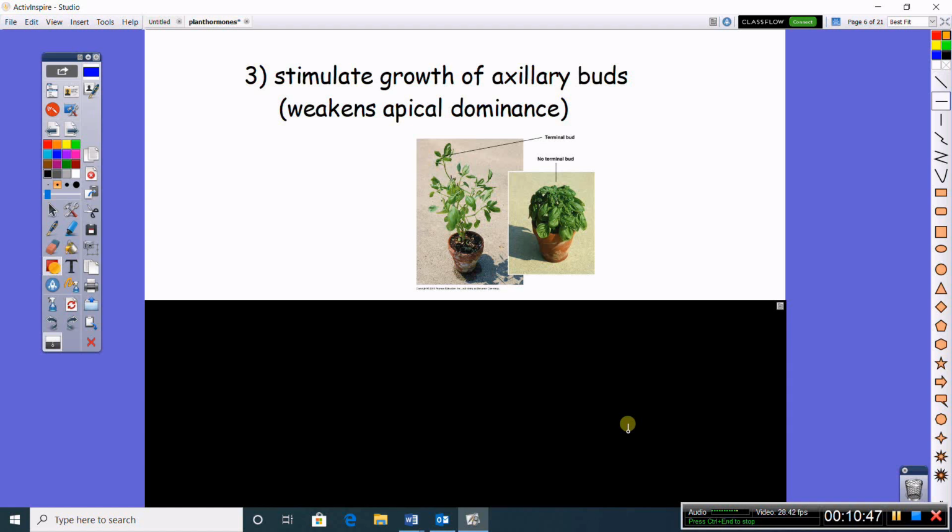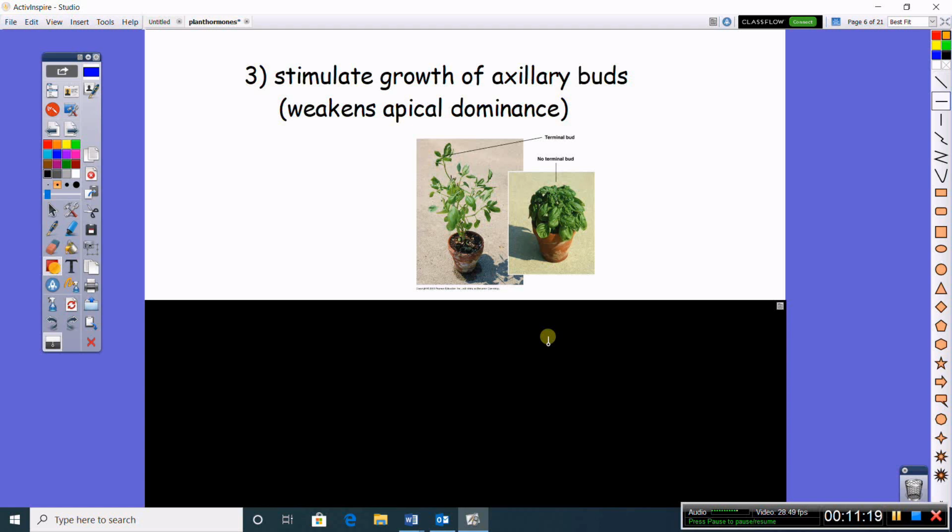Cytokinins promote axillary bud growth, so they're actually working in different directions. And so we say that the cytokinins weaken apical dominance. Okay? Now, the thing you have to remember is that auxin always trumps cytokinins. So if the apical bud is present at the top of the plant, it's going to be producing auxin, and it's going to be suppressing the growth of the axillary buds.